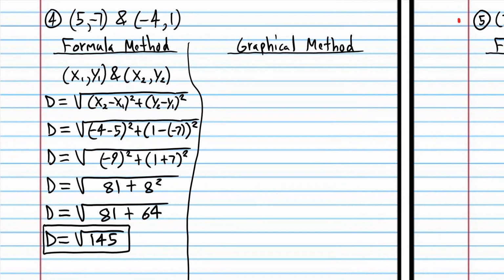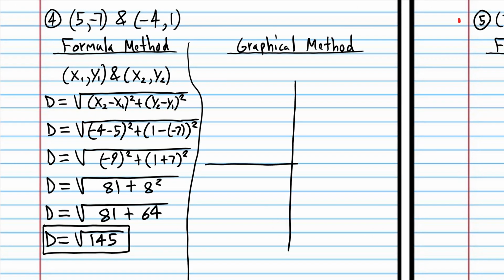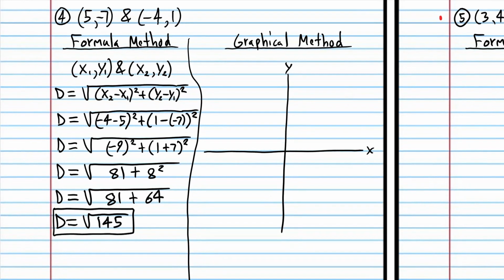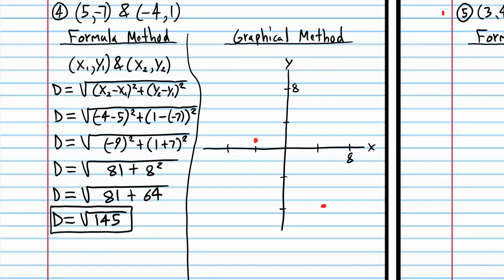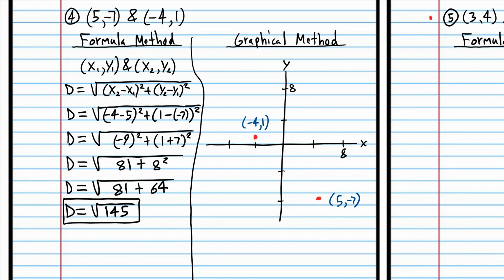So if you prefer that formula method, go ahead and skip through this, go to the next problem. If you prefer the graphing method, you should have skipped the formula method. And here we go. So I'm going to make the biggest number 8. And we have 5, -7. That would be about here. And we have -4, 1, which would be about here. I'm going to label those points. And then we're going to drop a vertical and draw a horizontal.